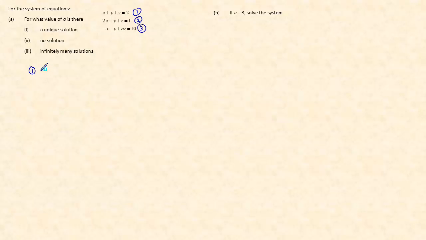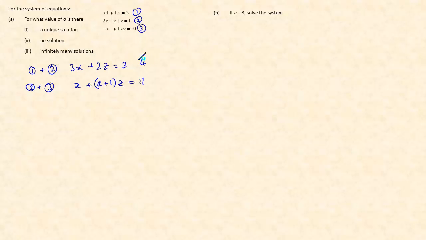If I do equation 1 add equation 2, that can get rid of y. So I'll get 3x, the y's disappear, I get 2z's equals 3. And if I do equation 2 add equation 3, that will also get rid of y. So if we add here, we just get a single x, the y's disappear, and then I get z plus az, which is a plus 1 z's, and that's going to be equal, we added the equations, to 11.